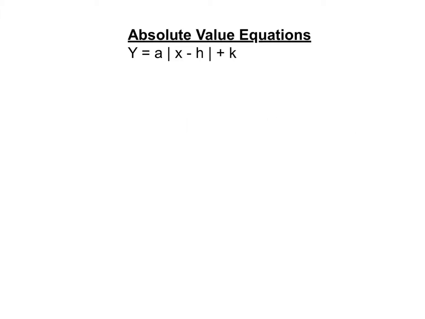Hey everybody, today we're going to learn how to graph absolute value equations. Now the first thing we're going to need to know about doing this is what the formula looks like. Absolute value equations follow this setup where y equals a times the absolute value of x minus h, plus k. Now obviously we got a lot going on here, so we have some different pieces to talk about.